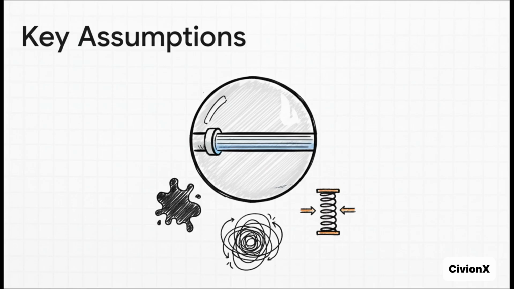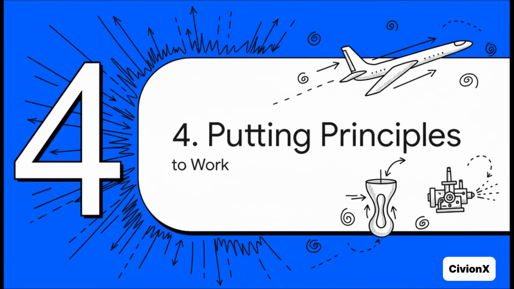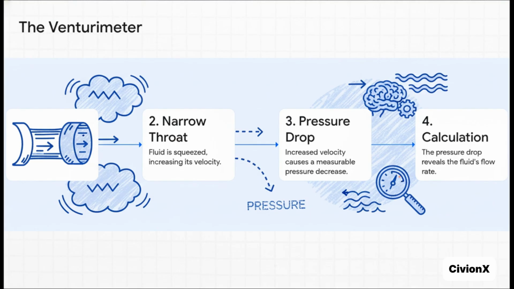So theory is great, but how does this amazing principle actually help us solve our original problem? Well, this is the payoff. Let's look at a few ingenious devices that put Bernoulli's principle to work. The Venturimeter is just a brilliant example.